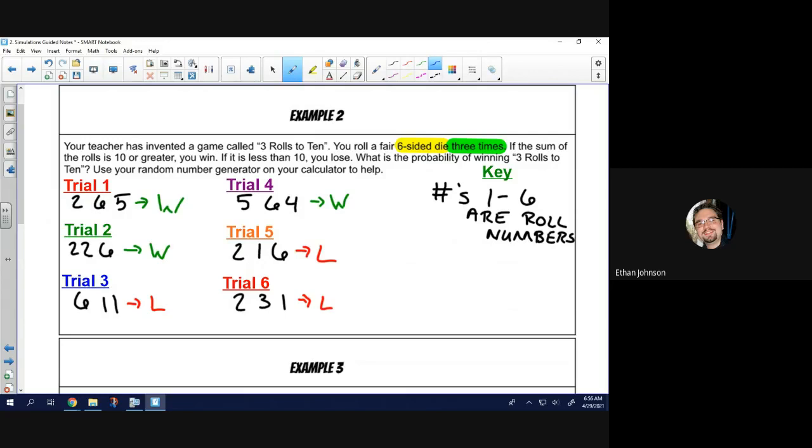So we need to answer the question, what is the probability of winning 3 rolls of 10? So the probability of winning is, and since we're talking about a probability, it is always a fraction, success over total. Well, our success would be winning, and we had 3 wins out of 6 trials. So it'd be 3 out of 6.